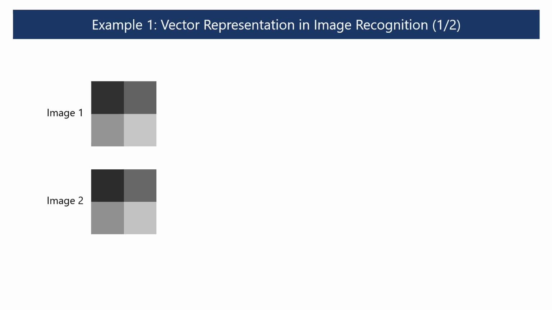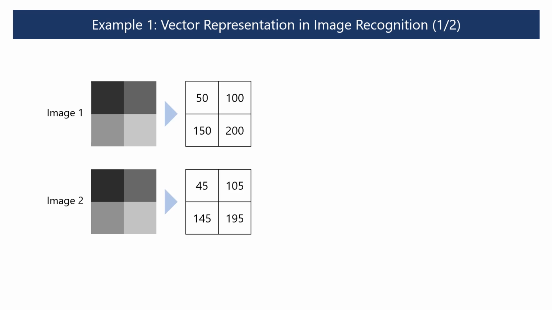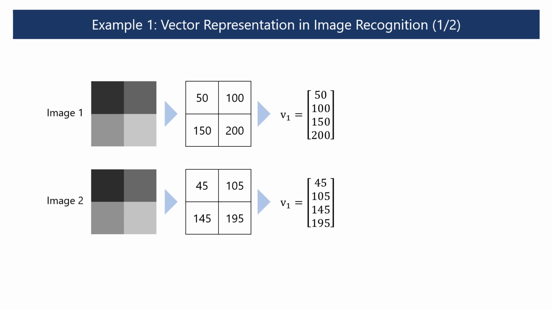As an example, imagine you have 2 small grayscale images, each represented as a 2 by 2 pixel grid. Each pixel has a value ranging from 0 to 255. For a grayscale image, a pixel value of 0 represents black, and that of 255 represents white. Step 1. Convert images to vectors. We can represent each image as a vector in a 4-dimensional space, where each dimension corresponds to a pixel value.